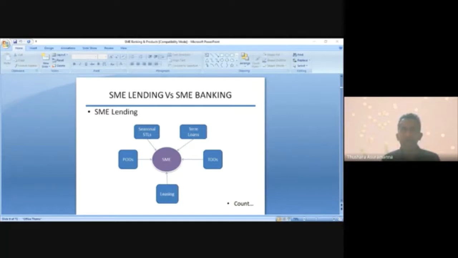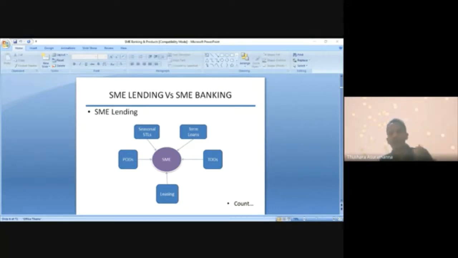As bankers, now we need to be more universal banking, or rather than lending, we should be into banking. Many banks now are into that. I just want to highlight this as a concept. So lending is typically one time, one requirement, you cater that, and you are happy with that.